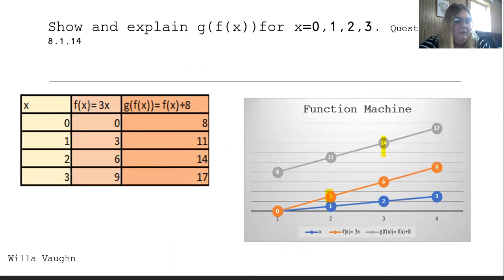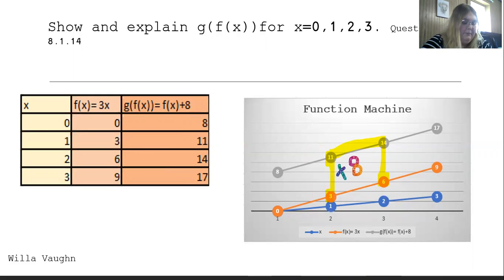So this problem is taking f of x equals 3x and using the values 0, 1, 2, and 3 to plug into the equation. Then they're using g of x, which is g of x equals f of x plus 8. So it's taking the answer from f of x equals 3x and adding 8 to it.